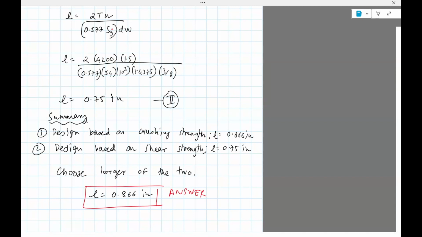Okay, that's it. So this basically concludes shafts. This part, keys, is not part of your exam 3, but everything else on shafts is part of your exam. Next is going to be bearings.